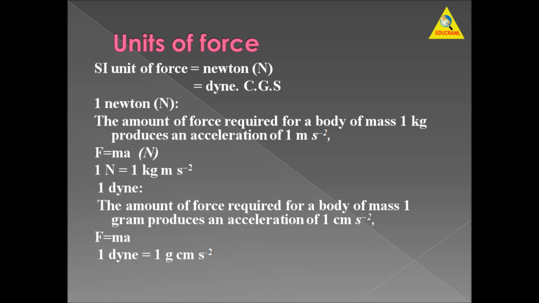Remember, we are going to define 1 Newton. So in the expression F is equal to ma, when will F become 1? When m and a are equal to 1, F will become 1. That is the definition. Very simple. The amount of force required for a body of mass 1 kg to produce an acceleration of 1 meter per second square is called 1 Newton.